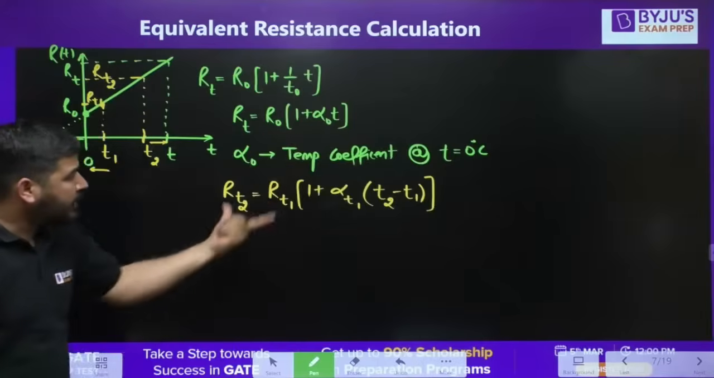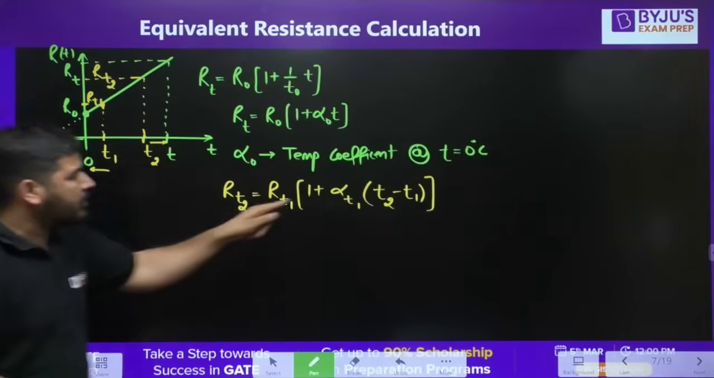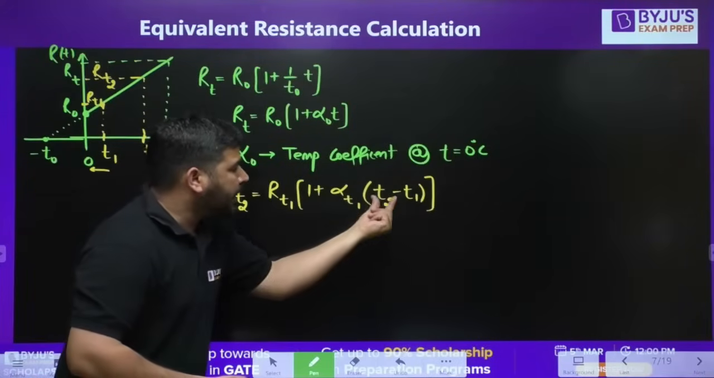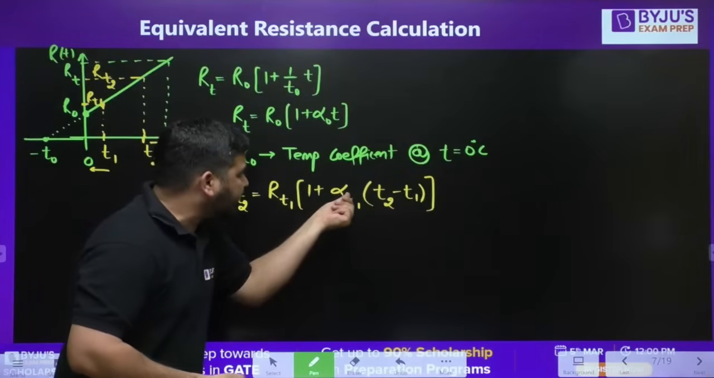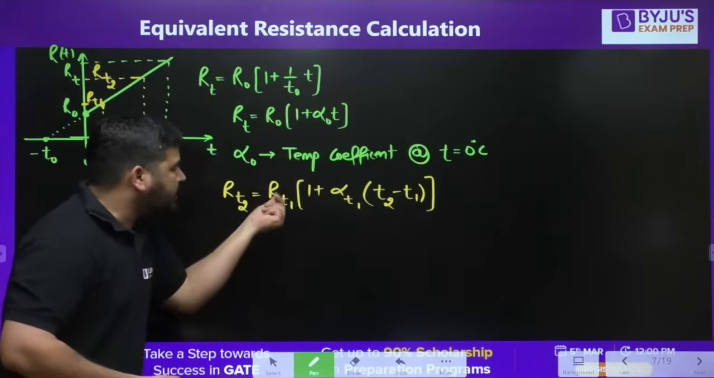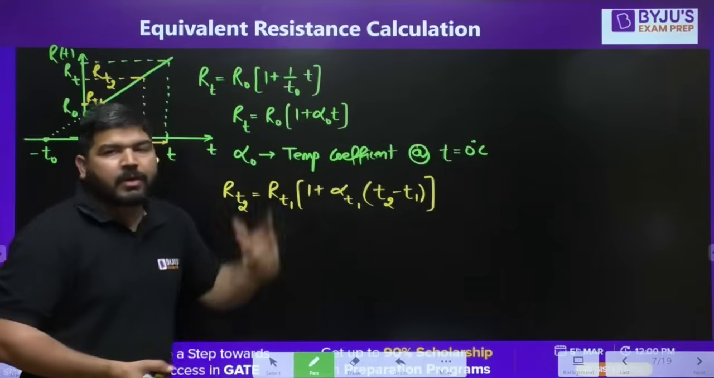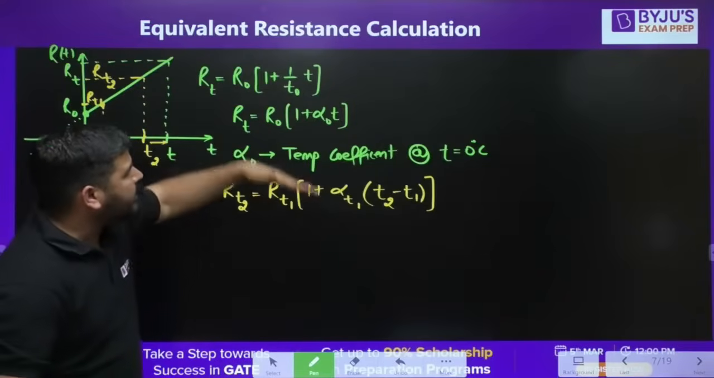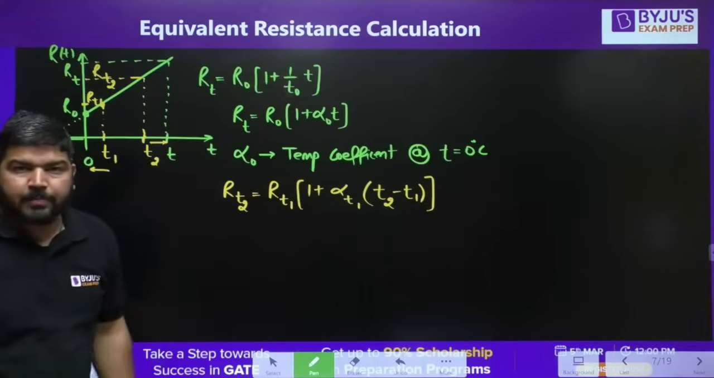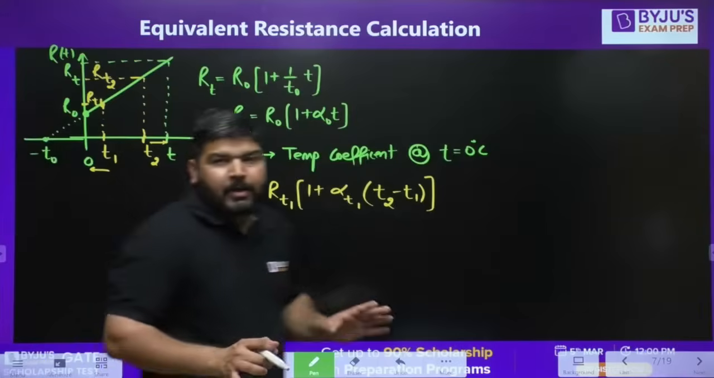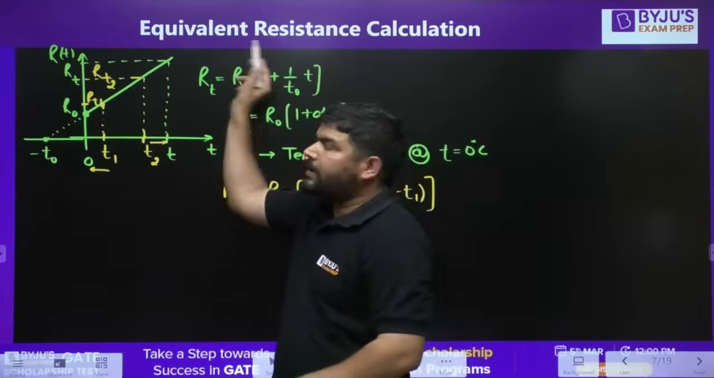So in this equation, if you put T1 equal to 0, this is gone. T2 can be replaced with T, and since T1 is 0, this will become alpha naught and this will become R naught. So you will get the above equation. It means from this relation you can derive this relation also. I hope it is clear. What I have done is I have used the straight line relation, nothing else.